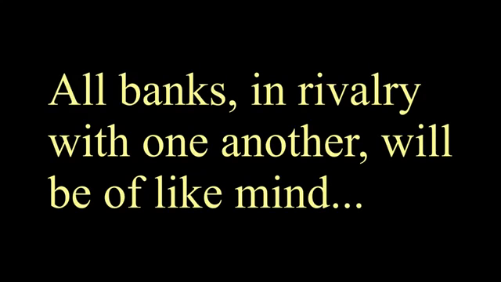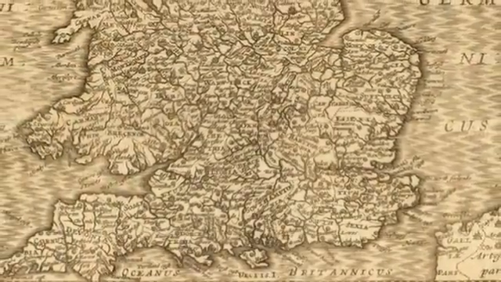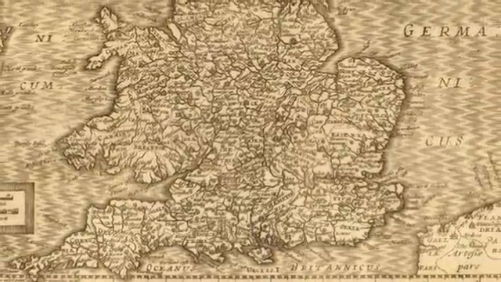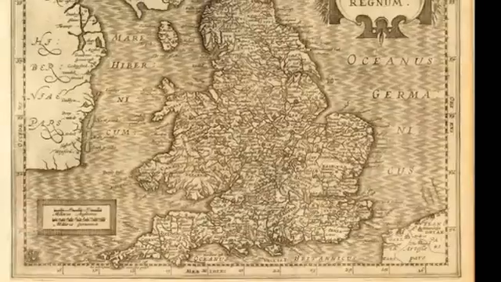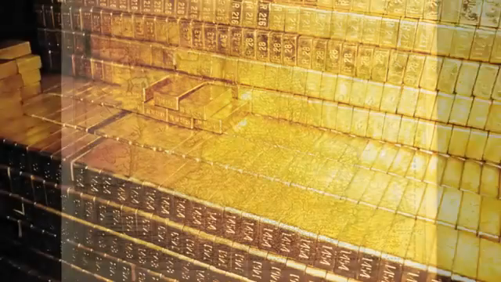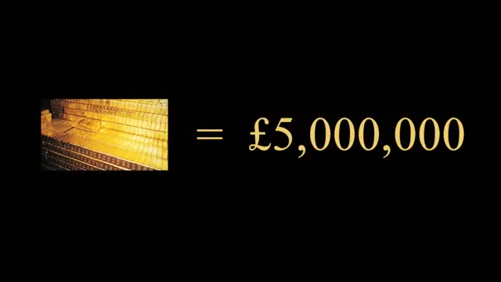All banks, in rivalry with one another, will be of like mind. What then is the result? To illustrate, there will be an extension of some of the mathematics as already given. Let us assume that in the economy of England, the total amount of precious metals in circulation, the preferred form of wealth, is some £5 million.